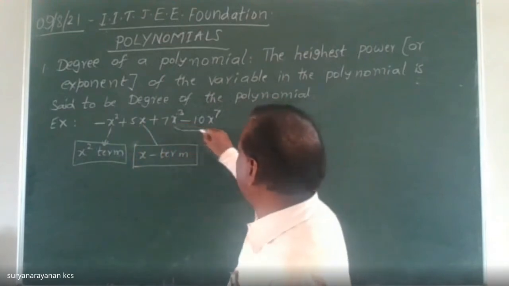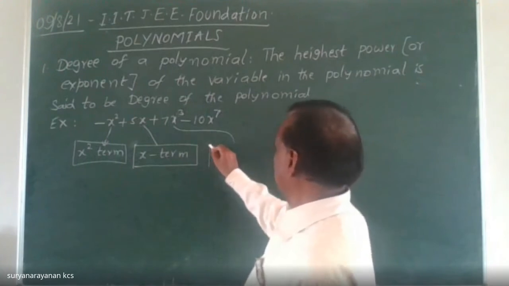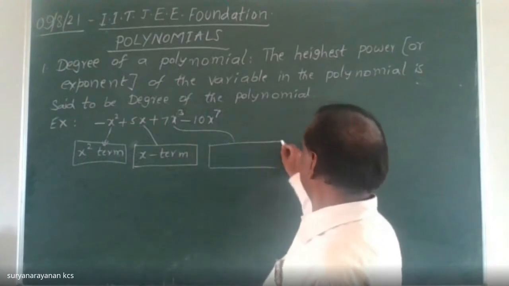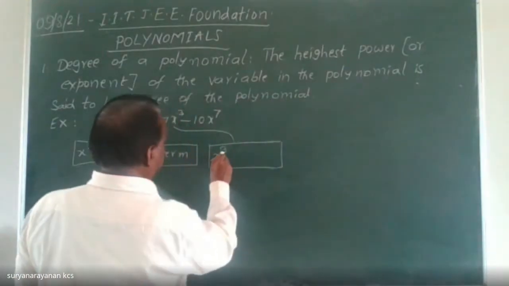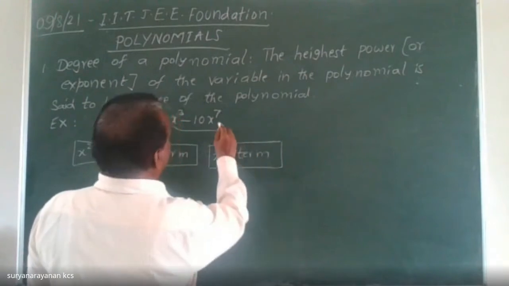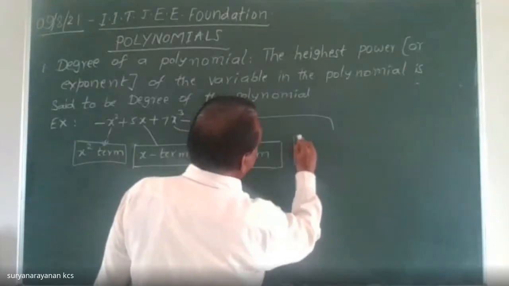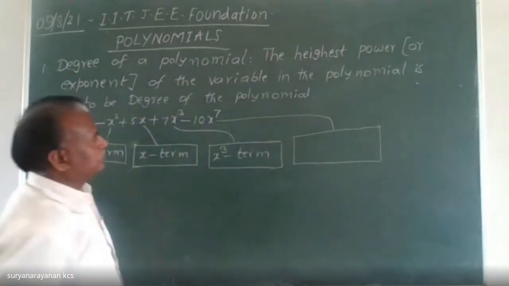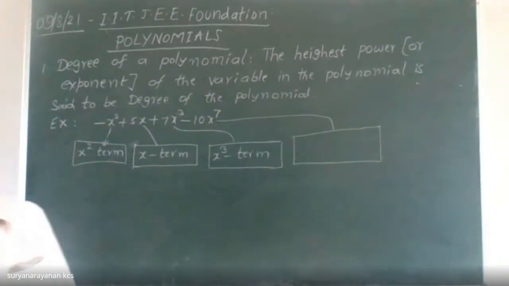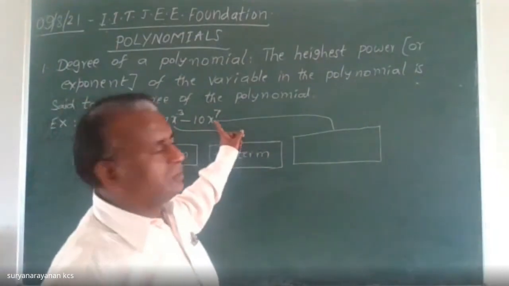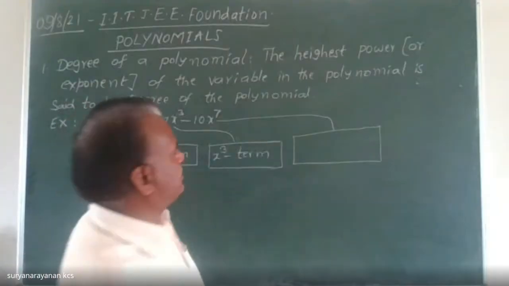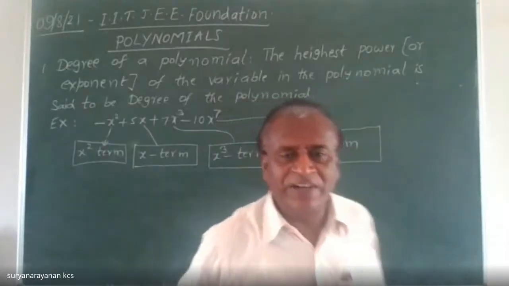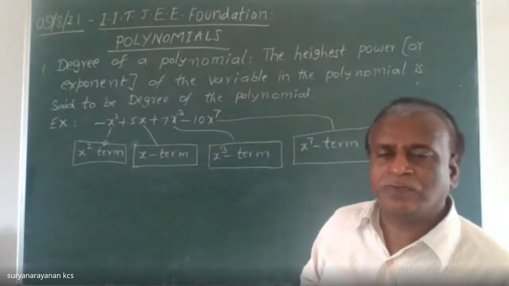Now, can you tell me what is this term called? X cube term. Yes, very good, Benjamin. X cube term. And what is this term called? What is the fourth term called here? X to the power of 7 term. Yes, very good. X to the power of 7 term.